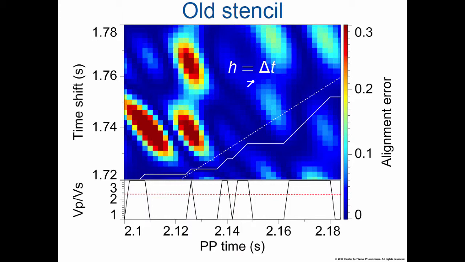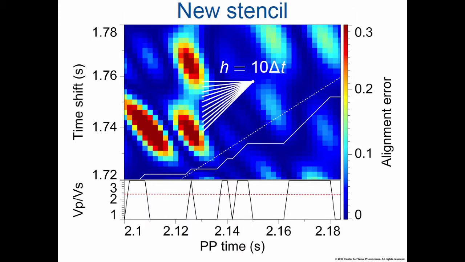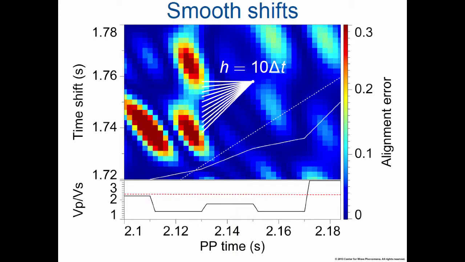So the idea with smooth dynamic warping is simple. We'll modify this stencil by increasing h, and now we will accumulate alignment errors by summing along these piecewise linear trajectories. The minimum and maximum slope in this case is the same as before, 0 and 1, but now we have more finely sampled slopes in between. Using this new stencil, we'll compute time shifts at only coarsely sampled PP times, and we'll interpolate the time shifts in between. So the kinks in this solid curve are the locations where we've actually computed a time shift using this new computational stencil, and the solid curve was obtained from piecewise linear interpolation of those values.